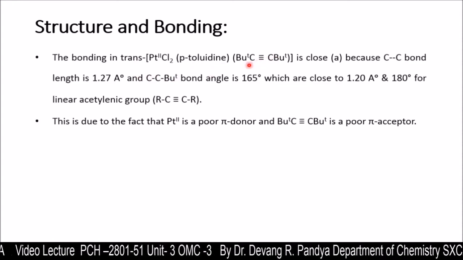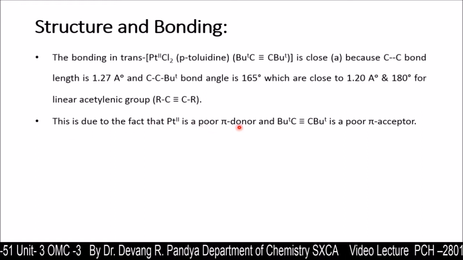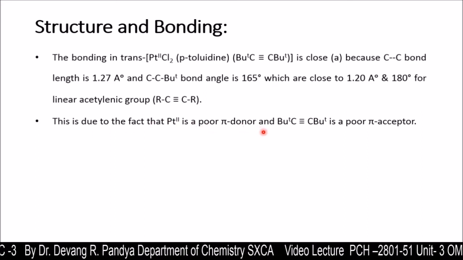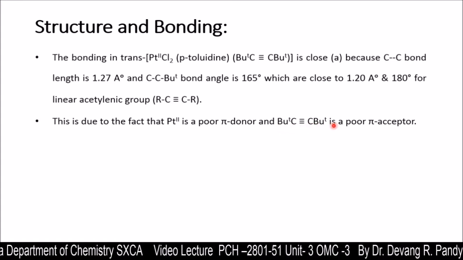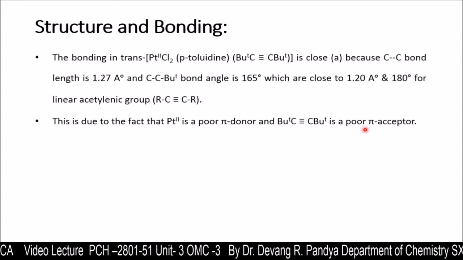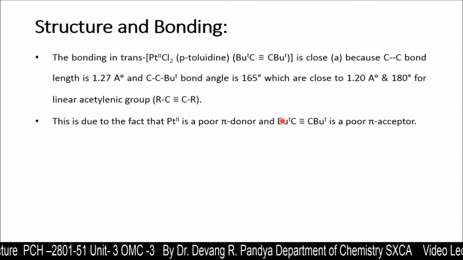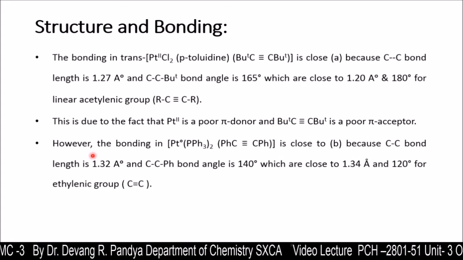This ligand can act as a two electron donor ligand, and this is due to the fact that platinum(II) is a poor pi donor, and that is how this tertiary butyl acetylenic carbon-carbon triple bond is a poor pi acceptor, and hence it is going to give you a two electron donor ligand, or act as a two electron donor ligand.